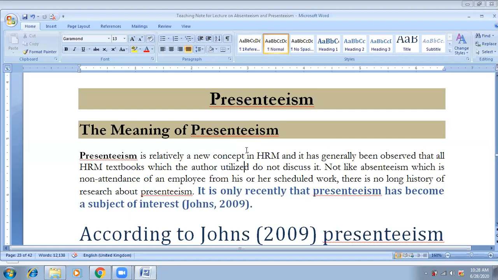Okay, right. Are you all right? Yes, sir. Right. The next one is presenteeism. Normally, presenteeism is not a popular concept. It's relatively a new concept in HRM. Almost all the textbooks, except one or two, do not have a description or explanation of presenteeism. Therefore, it's only recently that presenteeism has become a subject of interest.